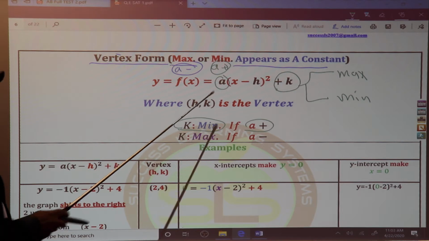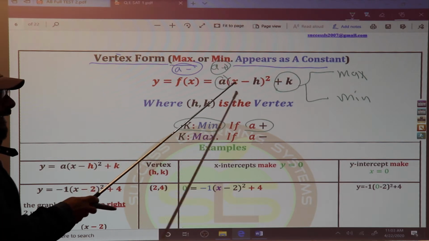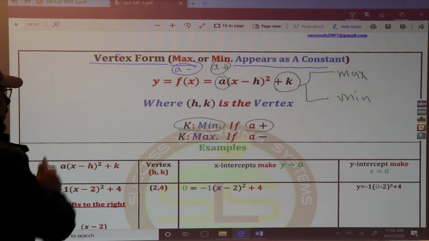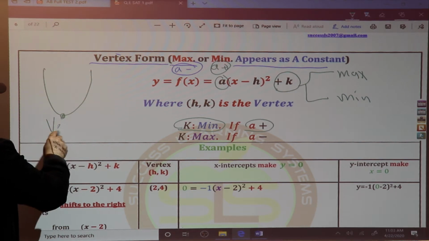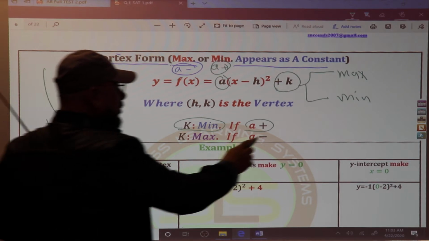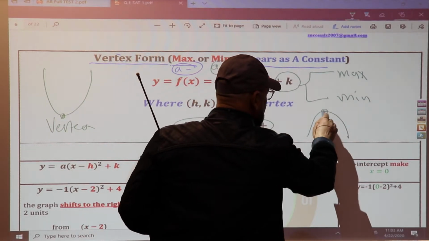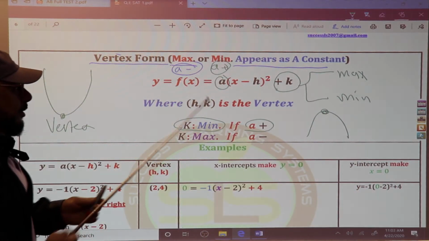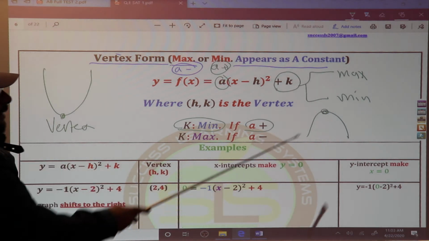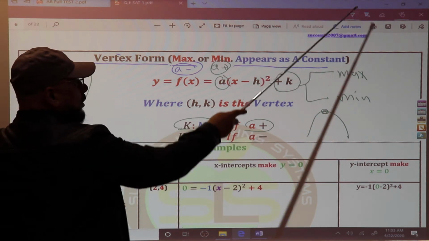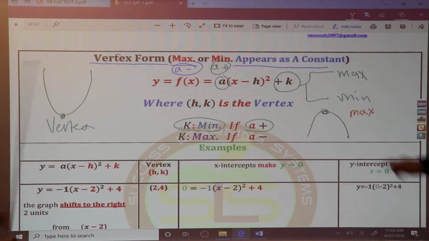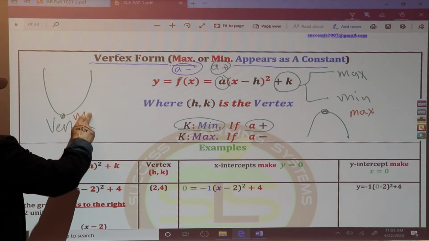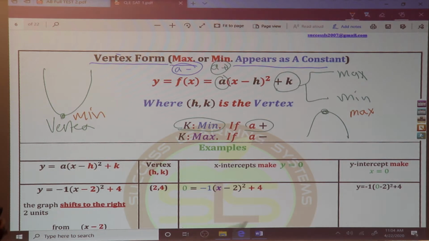H and K mean the vertex. What I mean by the vertex? If this is my vertex, this is the minimum; if it is the other way, this is the maximum. I will write here, minimum.